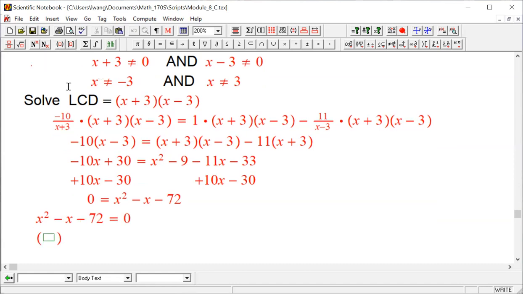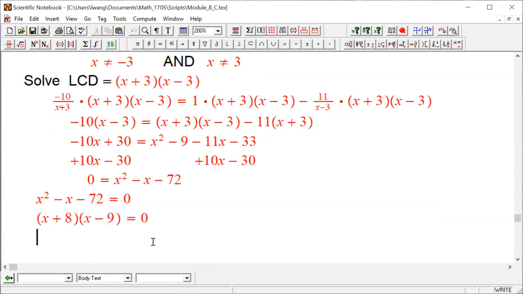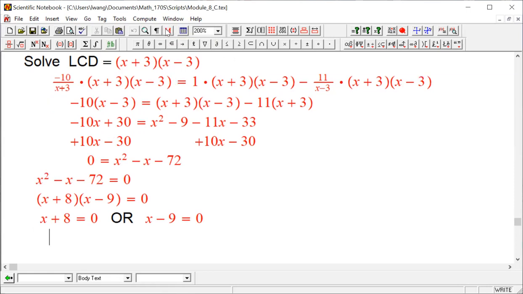Factor, it looks like we can factor this. Negative 72 is 8 times 9. So that's going to be x plus 8, x minus 9. So we got x plus 8 equals 0, or x minus 9 equals 0. So in the end, we got two numbers: x equals negative 8, or x equals 9.